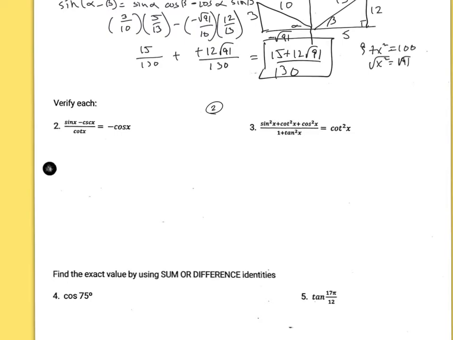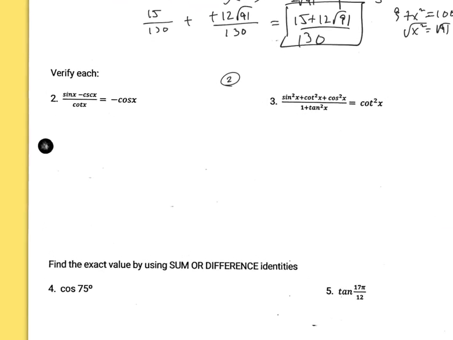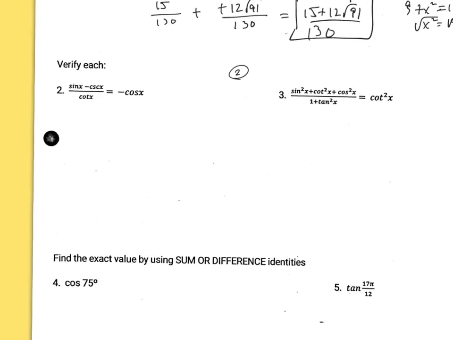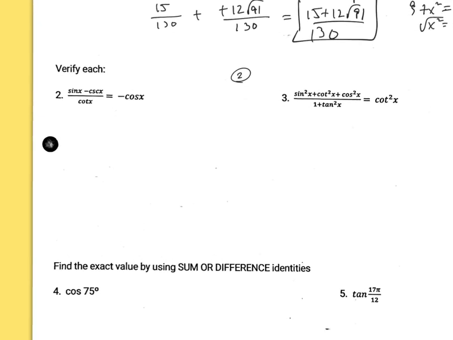So for number 2, I'm going to start on the left side, and I'm going to switch everything to sine and cosine. I just feel like I'm going to run out of space, so I'm trying to make more space. So I'm going to put this over 1, because I like to do that. And then cosecant is 1 over sine. And then I'm going to do this all at the same time. Cotangent is cosine over sine.